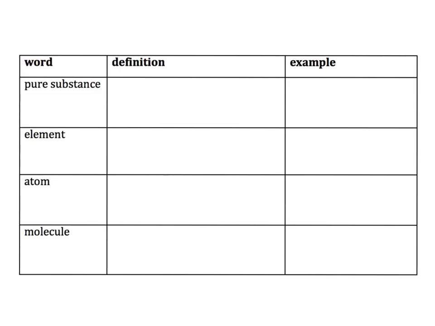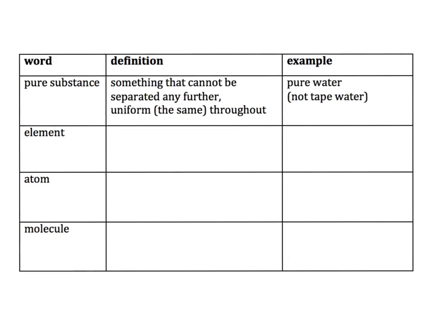Alright, the 4 words are pure substance, element, atom, and molecule. A pure substance is something that cannot be separated any further. It is the same. It's uniform. It looks exactly the same thing, and it is the same thing. You can't separate it. An example is pure water, not tap water. This is wrong.